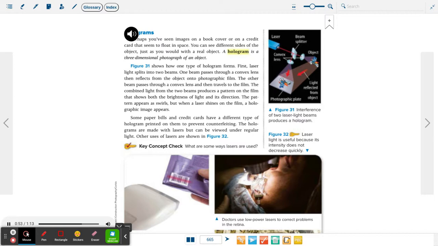Some paper bills and credit cards have a different type of hologram printed on them to prevent counterfeiting. The holograms are made with lasers but can be viewed under regular light. Other uses of lasers are shown in Figure 32. Key concept check. What are some ways lasers are used?